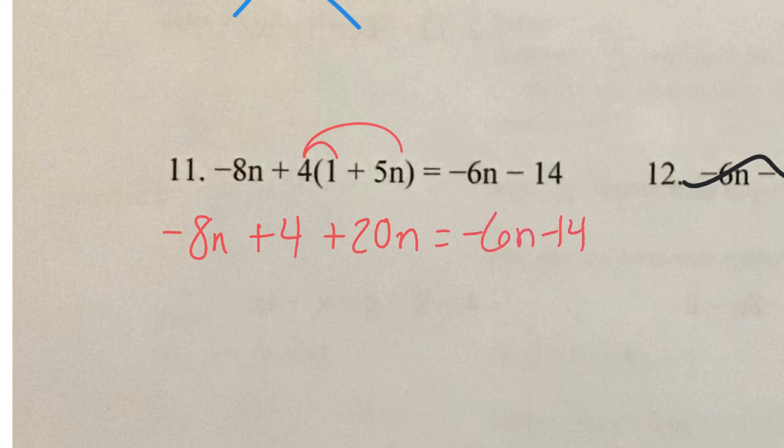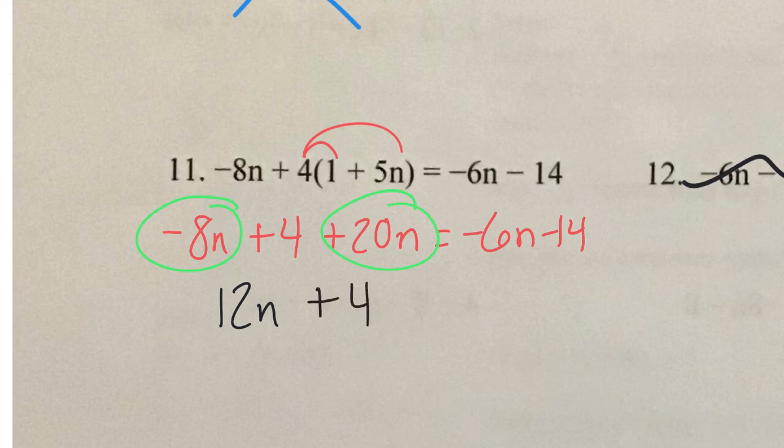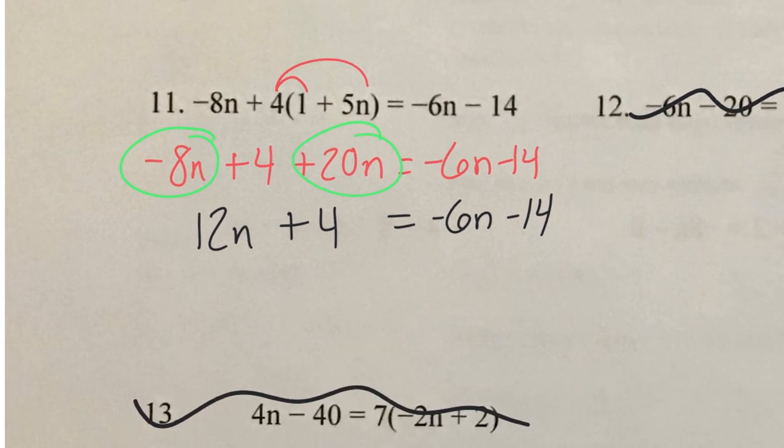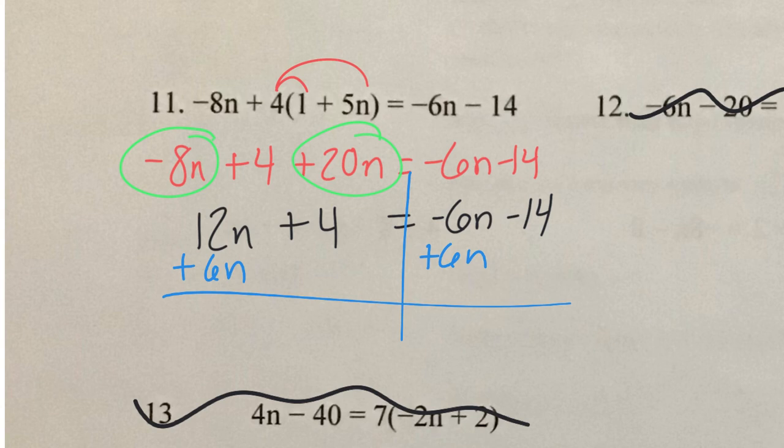So we distributed. Now I need to combine what's alike. And I have a negative 8n and a positive 20n. When I combine those, I subtract because they're different signs. I get 12n and it stays positive. The 20 was bigger. I'm then going to add 4 and bring down the rest of the problem. From here, remember I usually want to get rid of the one that's further from 0 on a negative value. So I'm going to go ahead and get rid of that negative, and we're going to add 6n to both sides. You could take away 12n. You still should get the same answer. Just trying to make my negatives a little more friendly maybe.